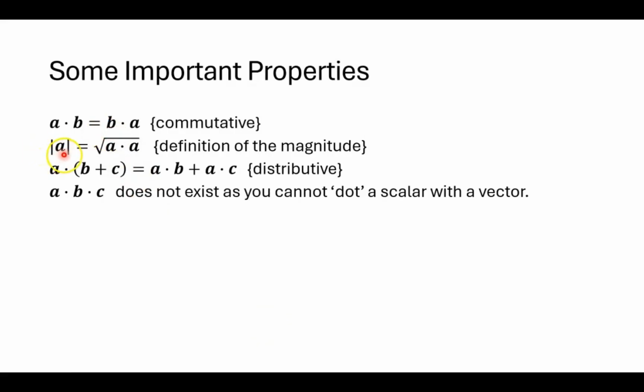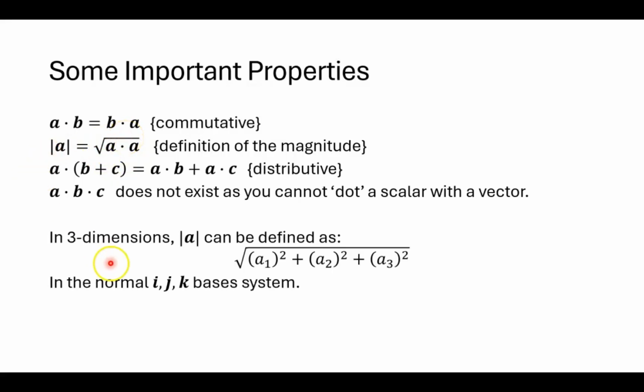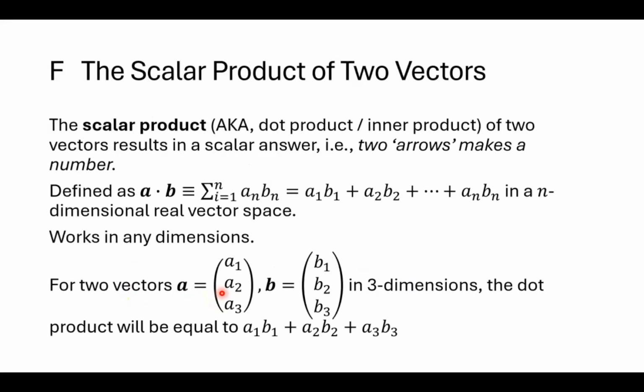And the second property is the definition of the magnitude. So the magnitude of a can be defined as the dot product of a with itself and then take its square root. So in 3 dimensions, the modulus of a can be defined as this. So it's a1 squared plus a2 squared plus a3 squared, and then you take the square root. This is basically what you get when you use the Pythagorean theorem in 3 dimensions. And this is in the normal ijk basis system, as the one you will see right now there.